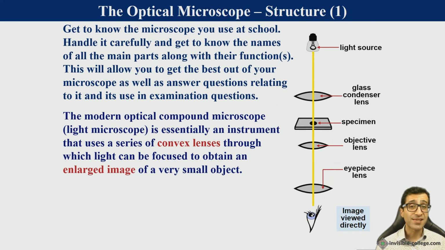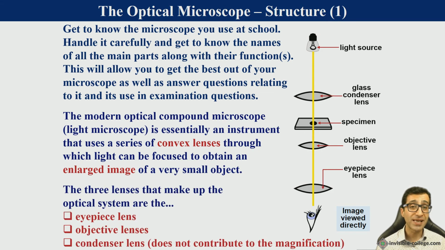So the three lenses that make up the optical system of a typical light microscope are the eyepiece lens, the objective lens, and the condenser lens. Remember, the condenser lens does not contribute to the magnification of the image. Its function is simply to collect the incoming light intensity and focus it onto the specimen to produce a brighter and better image.